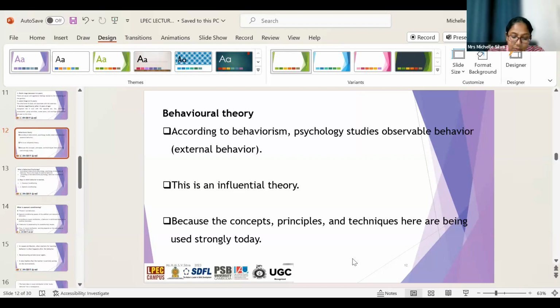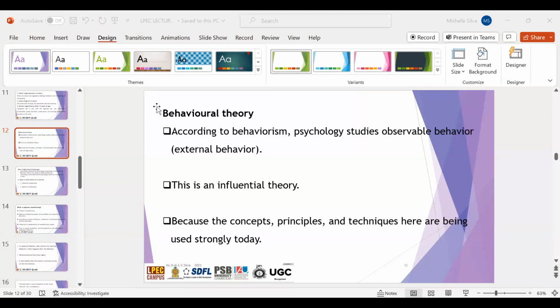So therefore, according to this behaviorism, they define psychology as the scientific study of external behavior, the scientific study of observable behavior, because in behavioral theory they gave a high value or high weight to observable behavior rather than to the human mind. They said we cannot scientifically study the human mind, but we can scientifically study observable behavior since it is external.